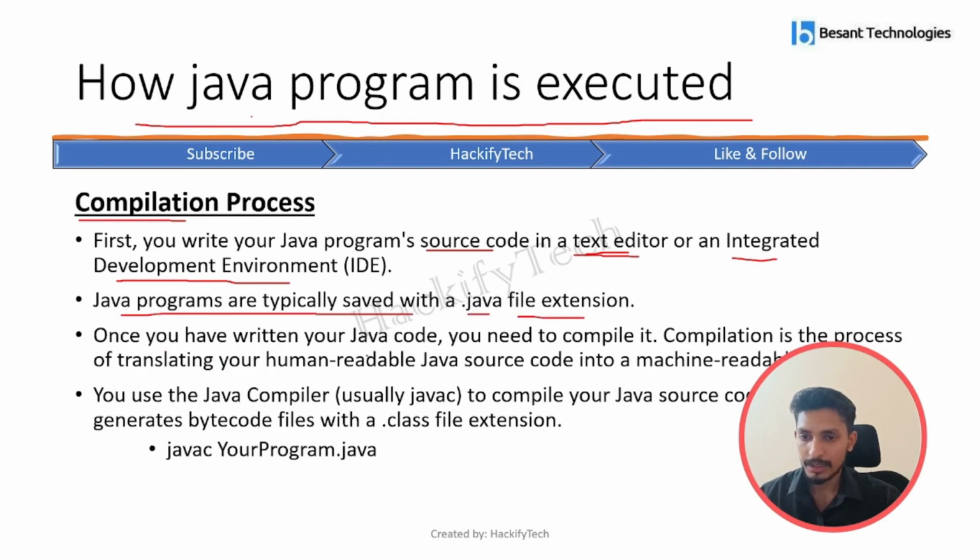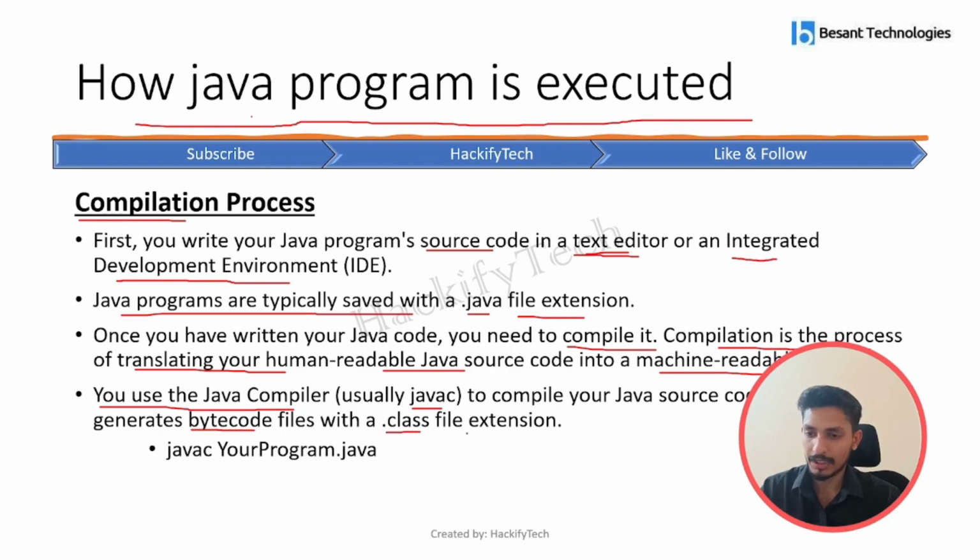Once we write the Java source code, we need to compile it as well. Compilation is the process of translating the human-readable Java source code into a machine-readable format. So you use the Java compiler. Whenever you install the JDK, it also installs a compiler called javac. This compiler converts the source code into bytecode, which is nothing but a .class file.